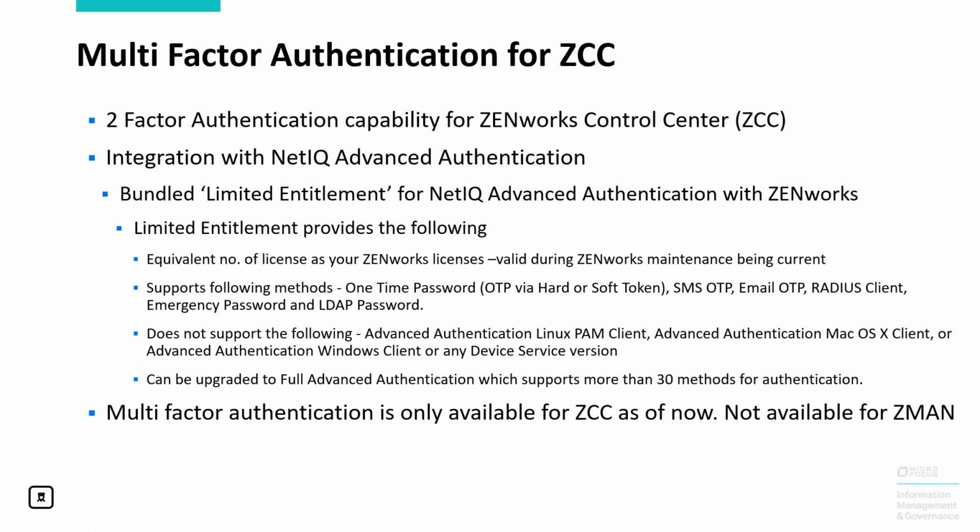With multi-factor authentication, you've got different methods. So you've got a token, for example, or an SMS that you get, or through email. So there's a limited number of methods. If you want to have other methods than the ones that we provide, you can always upgrade to the full version of the advanced authentication. But we do provide the limited edition as an entitlement with ZENworks. So there's no additional cost if you want to use that limited version. That does provide full multi-factor authentication capabilities. The only limit that you have is the amount of methods that we provide by default.